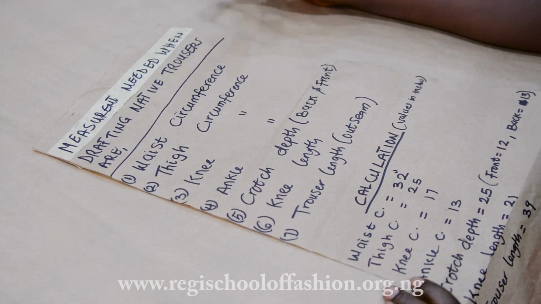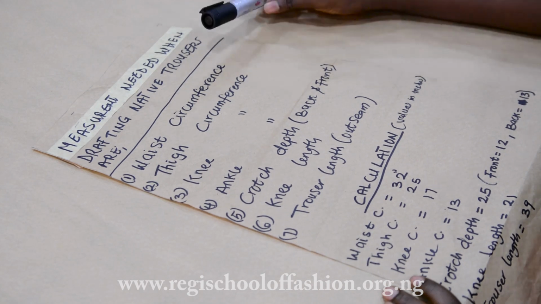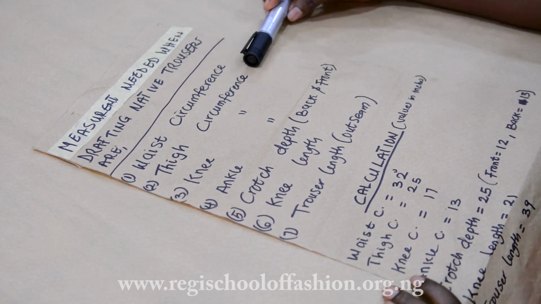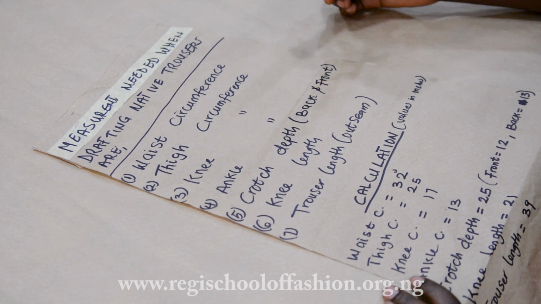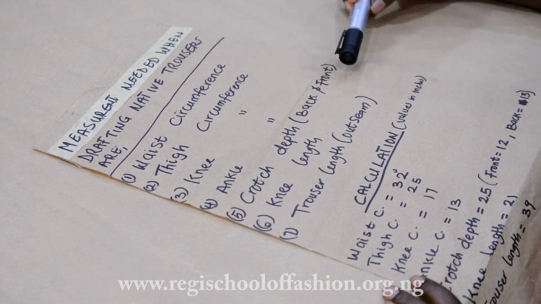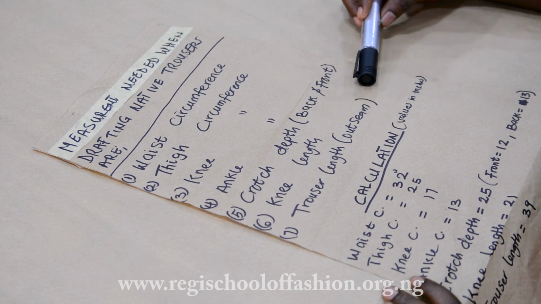So guys, let's go straight into the video, shall we? These are the measurements needed when drafting a native trousers. The first one is the waist circumference, the thigh circumference, the knee circumference, the ankle circumference, the crotch depth for back and front, the knee length, and the trouser length.